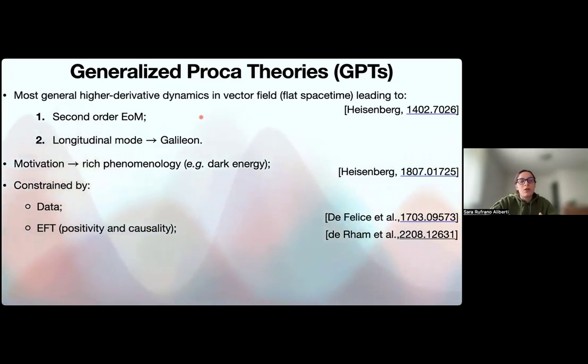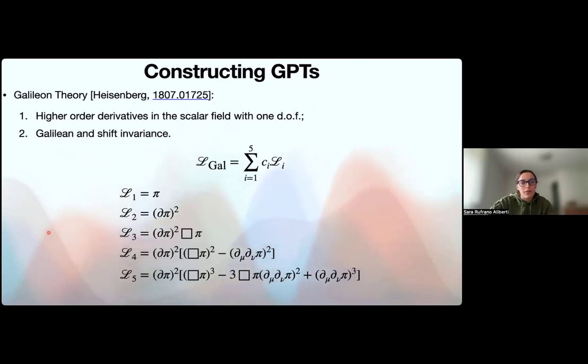Due to the presence of all the non-minimal interactions between the gravitational field and the vector field, there are a lot of interaction couplings, of course, in these theories. And these couplings are partially constrained by data and effective field theories. Now, in order to see how we can construct these theories, let's start with Galilean theory.